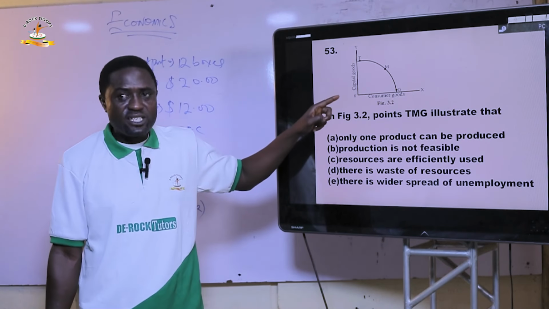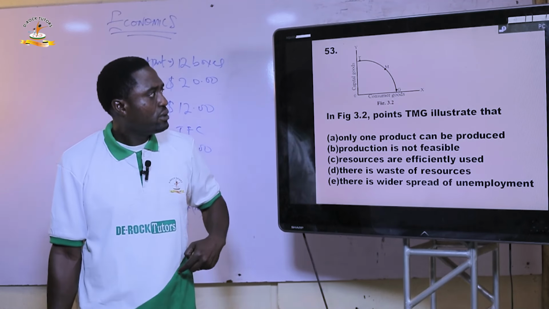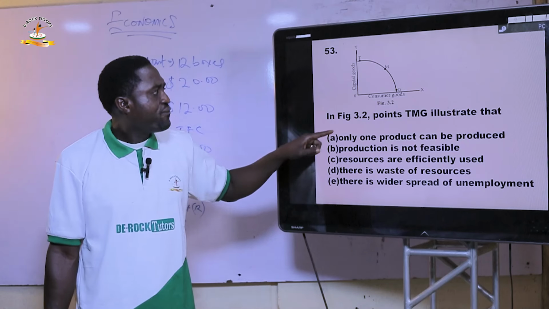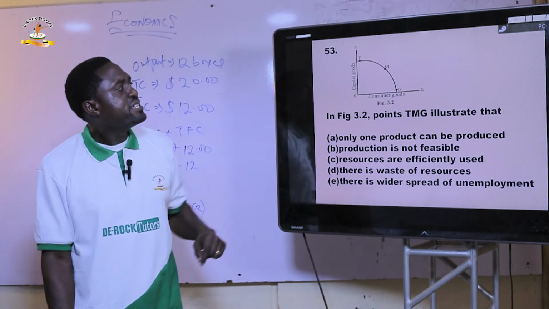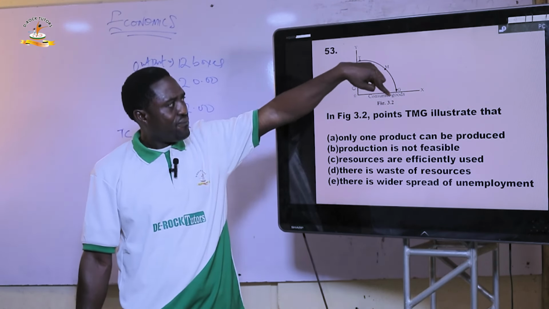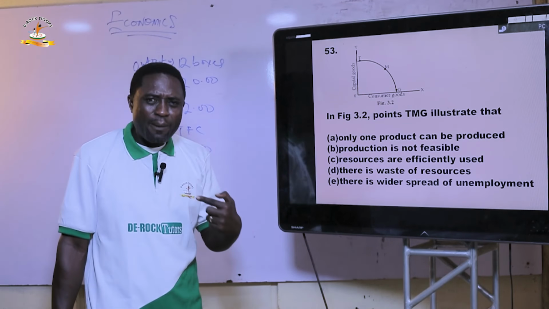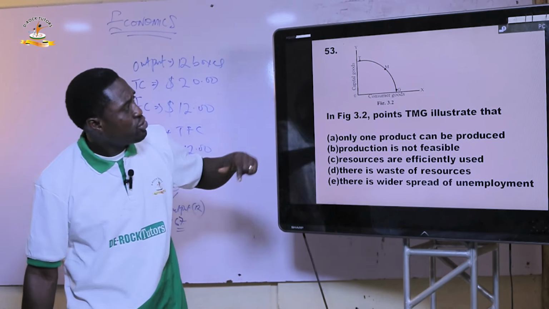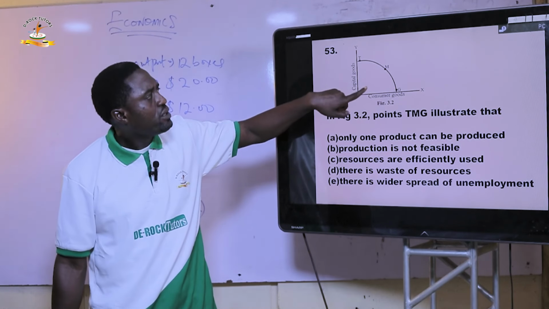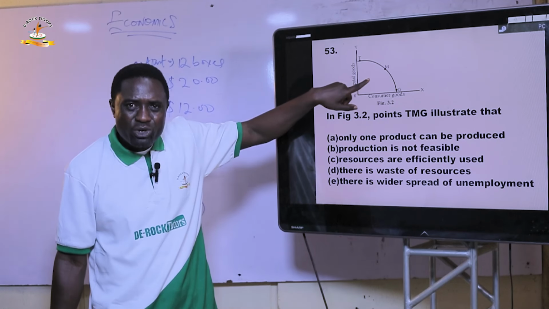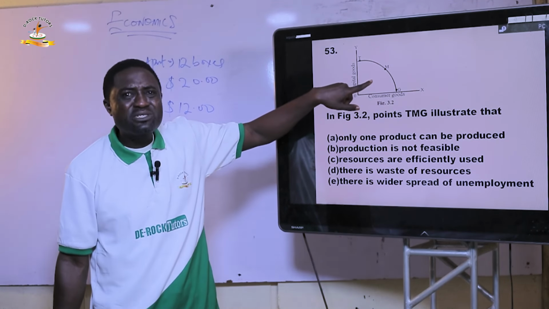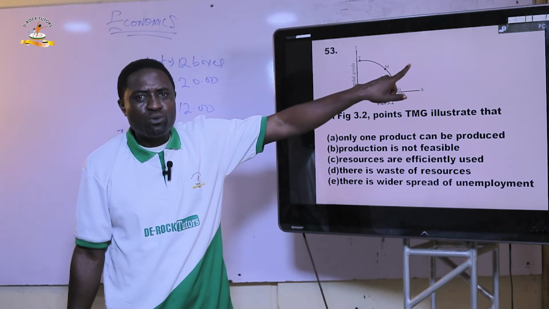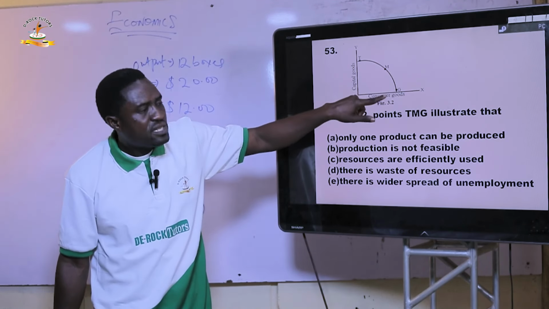Now, if we look at this very well, this is the production possibility curve. Consumer goods, capital goods. Production possibility curves. Figure 3.2, points TNG illustrates. This is the point on the graph, TNG. At that point, resources are efficiently used. Below the curve, the resources are not efficiently used, they are underutilized. Beyond the curve, it is unattainable. You understand? But on the curve, it is efficiently used.